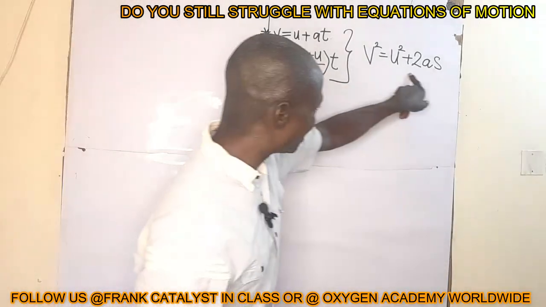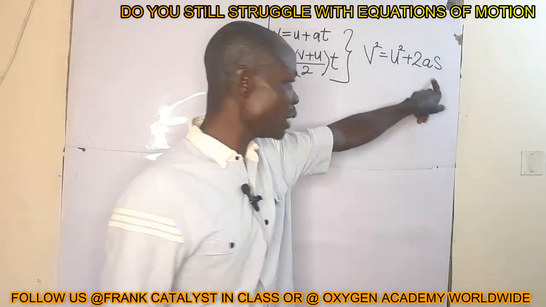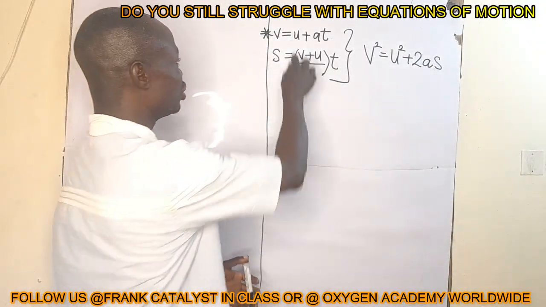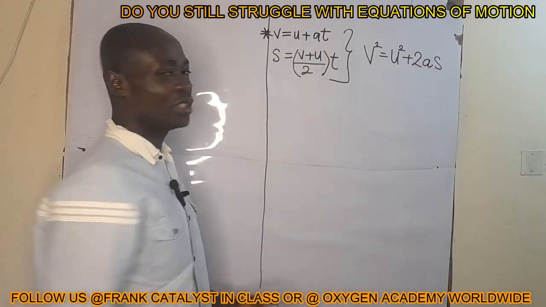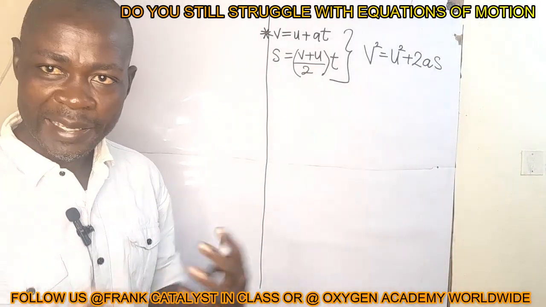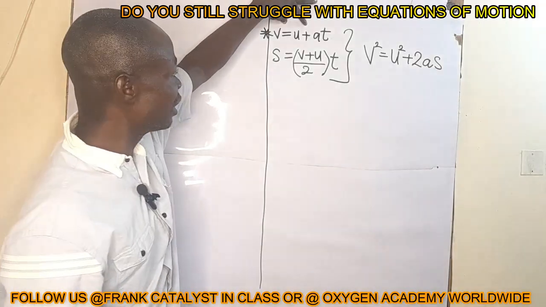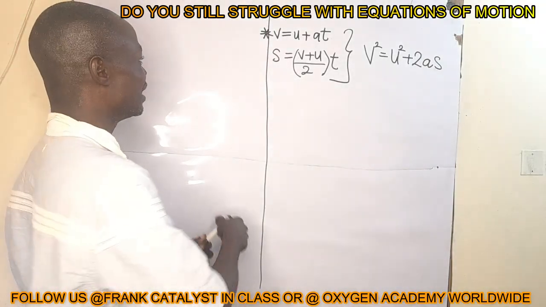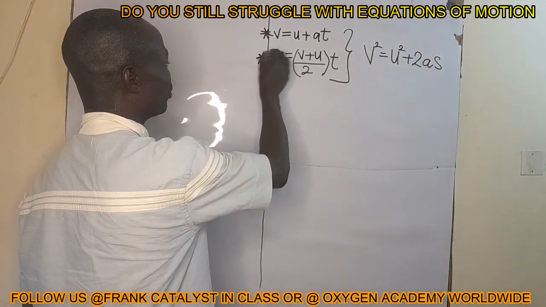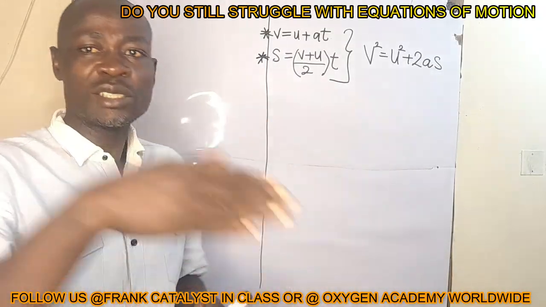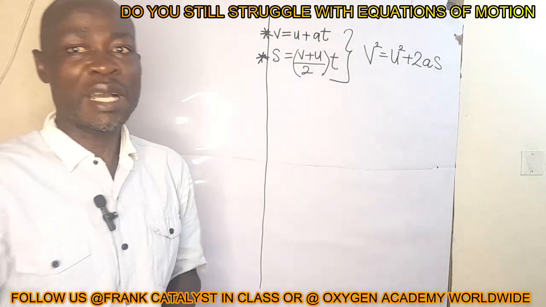Now, if we want to derive this other equation, how are we going to derive this one? We are going to use these two expressions of a distance to generate that equation. If this one was gotten from acceleration, then this one was gotten from the speed, because speed is distance over time, or distance per unit time.